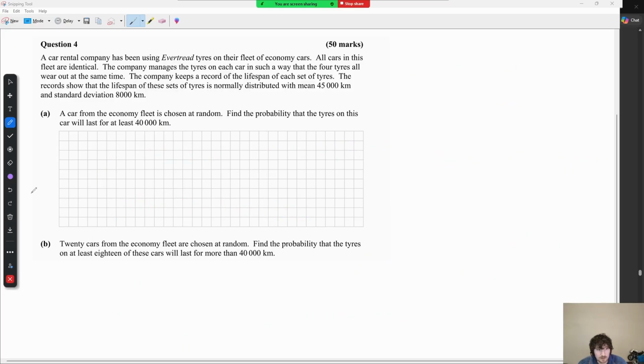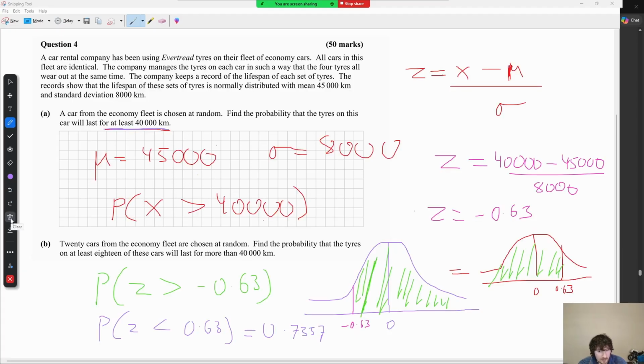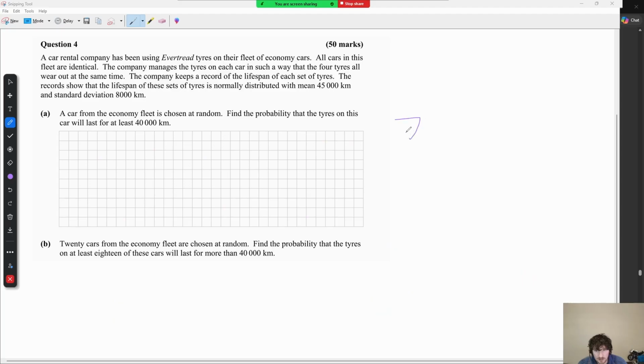Right. So we need that number. I can't be throwing that number away. 73.57. Let me write it down. So this is a 73.57% chance. Okay. 20 cars from the economy fleet are chosen at random.